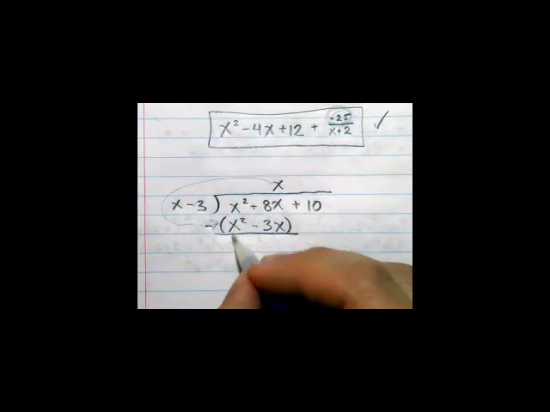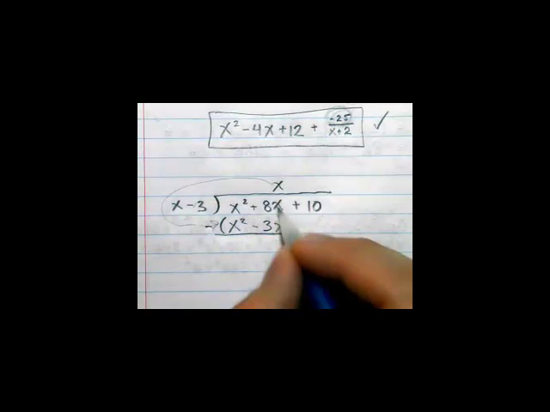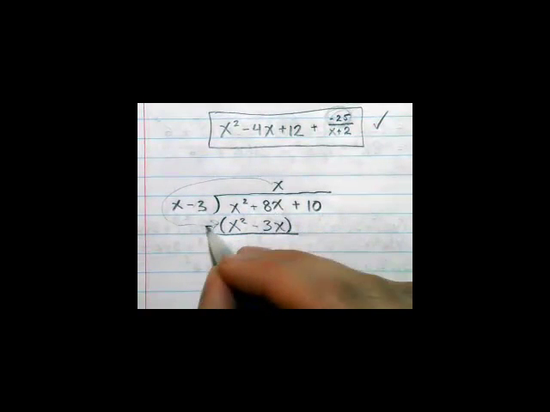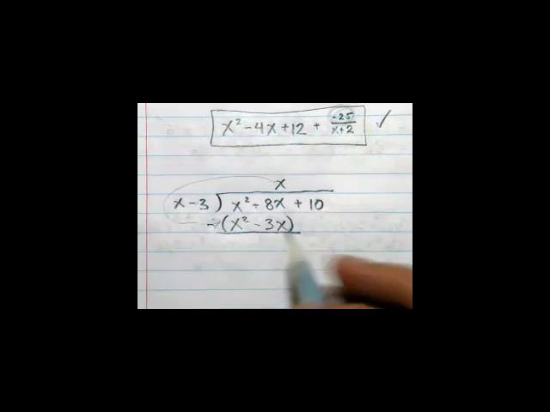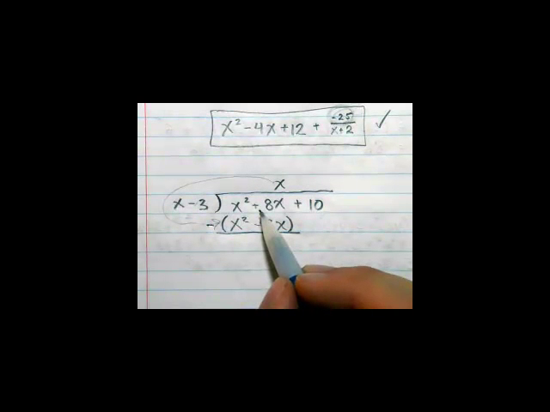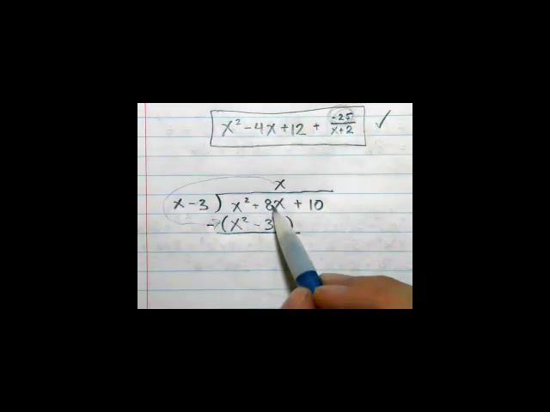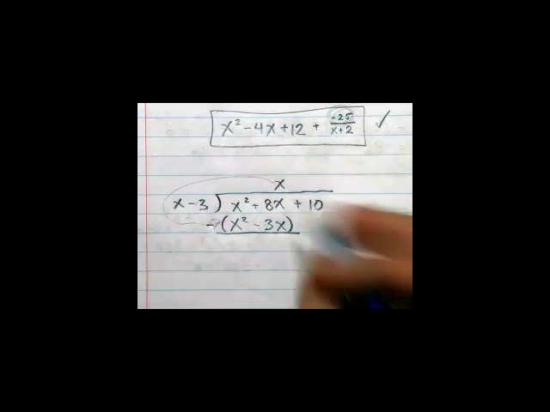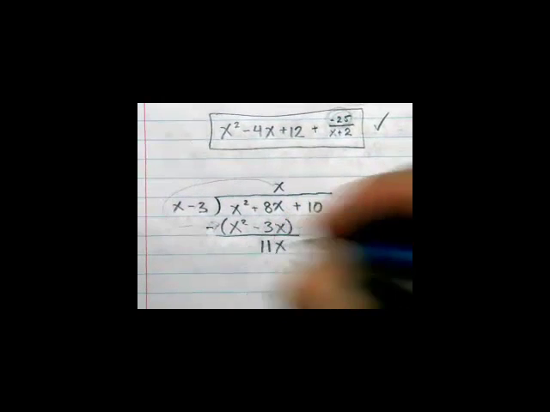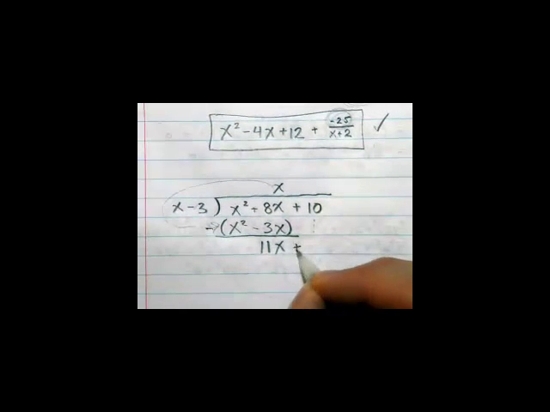So x squared minus x squared, gone. Guys, stop just shouting things out. It's slowing us down and making it harder for people to understand what's going on. So just be quiet. If I call on you, great. 8 minus negative 3 is 11x. Bring down the 10.